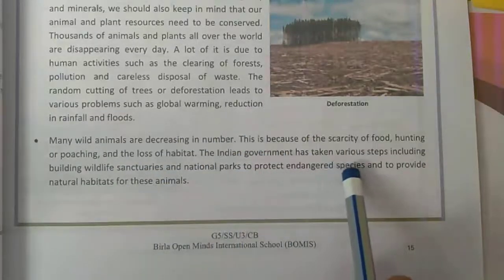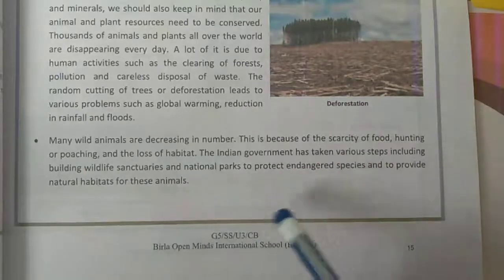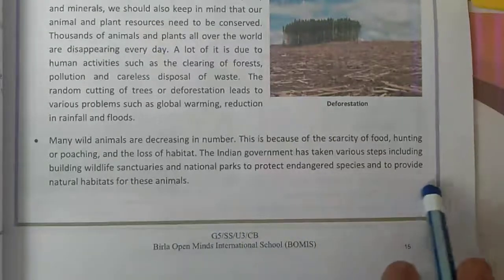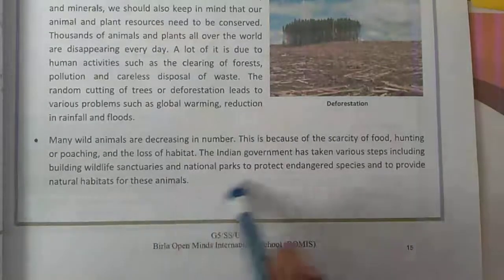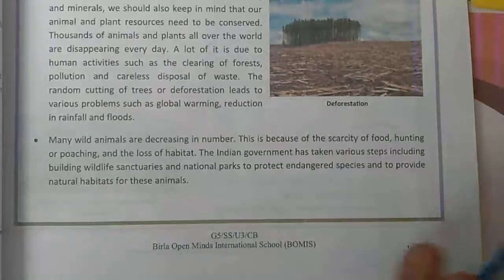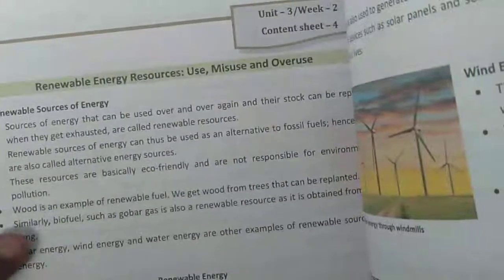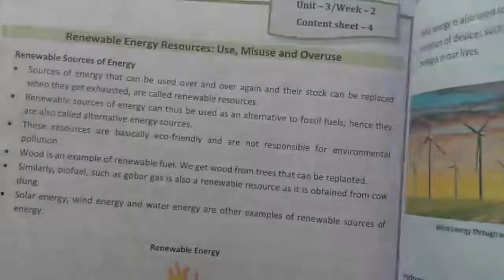The Indian government has taken various steps, including building wildlife sanctuaries and national parks to protect endangered species and to provide natural habitats to these animals. Understood? So there are many wild animals which are becoming extinct nowadays, and governments provide them habitat to live and protection as well.